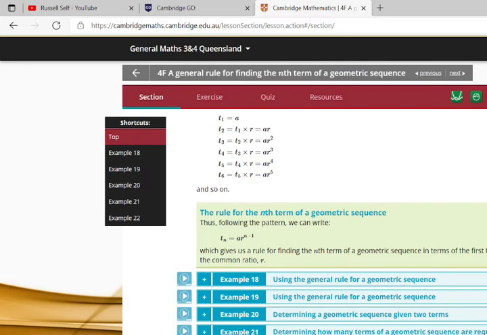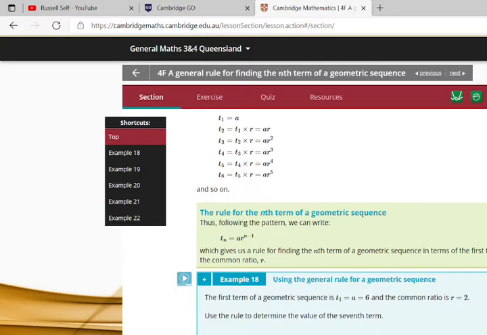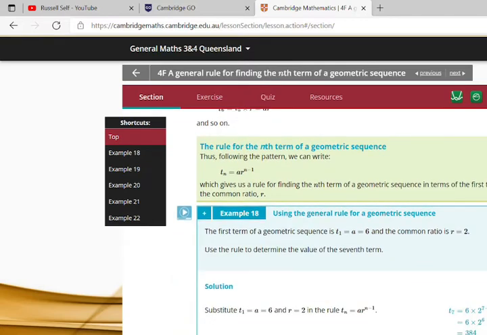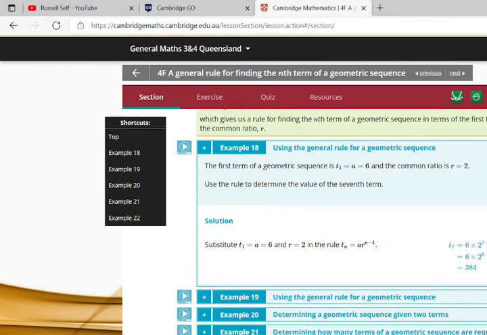So looking first, just using the general rule for the geometric sequence, remember that the rule is simply any term can be found by taking the first term times the common ratio to the n minus 1, where of course n is the number term you're looking for. So in this particular case, here's our rule. The first term is 6 and the common ratio is 2. So from that we can derive a formula, and we're looking for the 7th term.